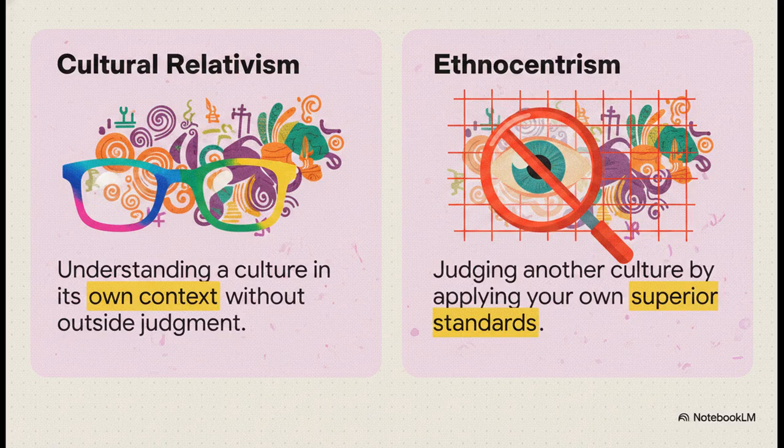Think of cultural relativism as wearing different colored glasses to objectively understand a society in its own unique context. Ethnocentrism, on the other hand, is judging them strictly through your own bias prescription. So ethnocentrism is looking at another culture and basically saying, we do it better. Cultural relativism is stepping back and asking, okay, why does this practice actually make sense for them?